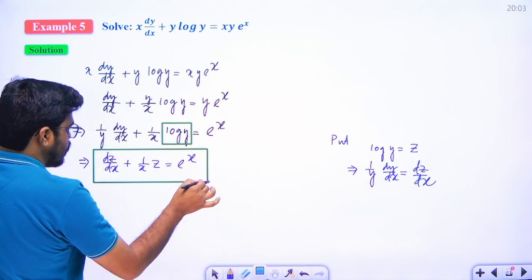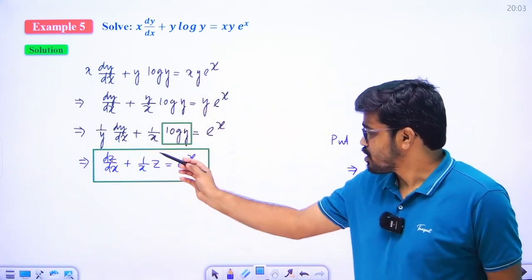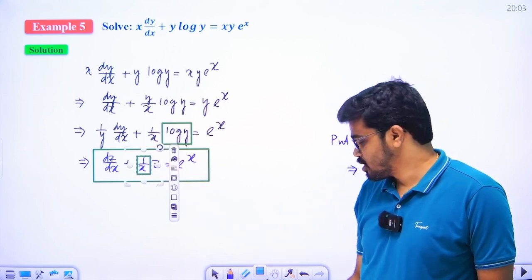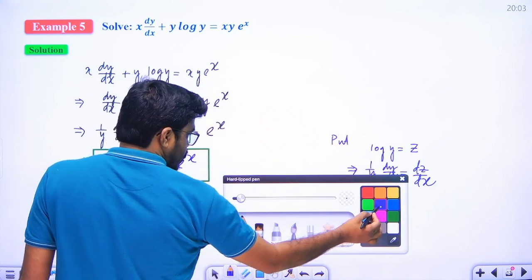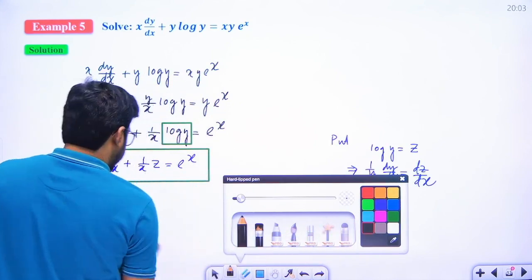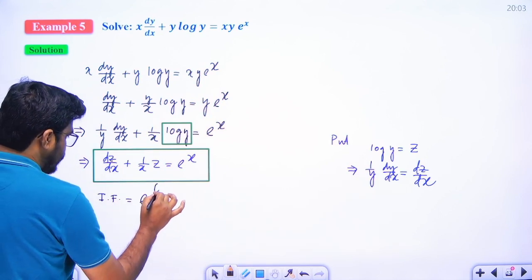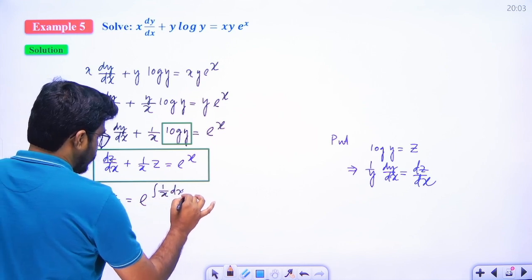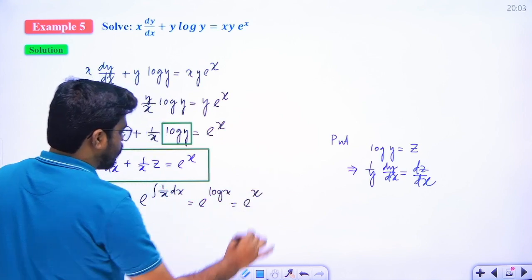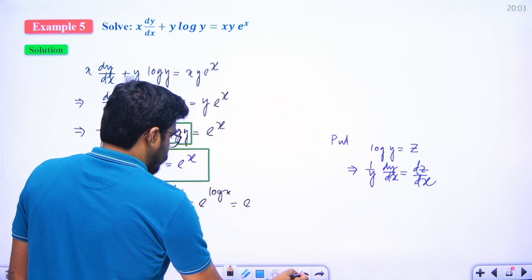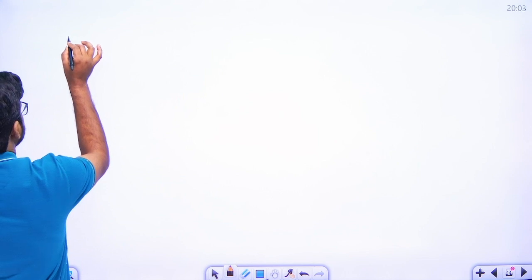So this is linear in z. So what is the integrating factor? This is p. What is p here? 1 by x. So the integrating factor will be e to the power integration of p, which is 1 by x dx, that is e to the power log x. So ultimately what we get is x. Okay?